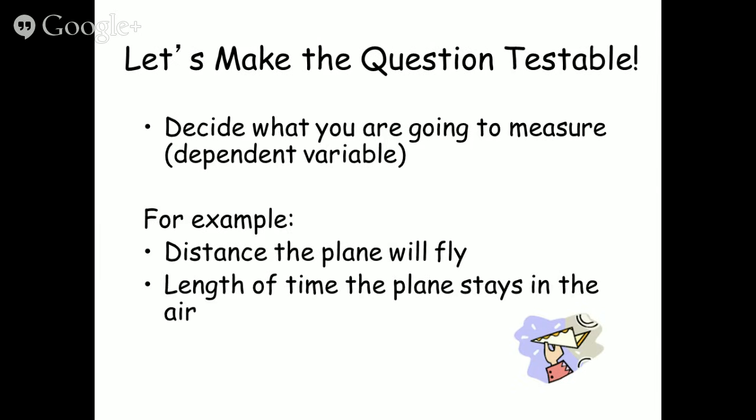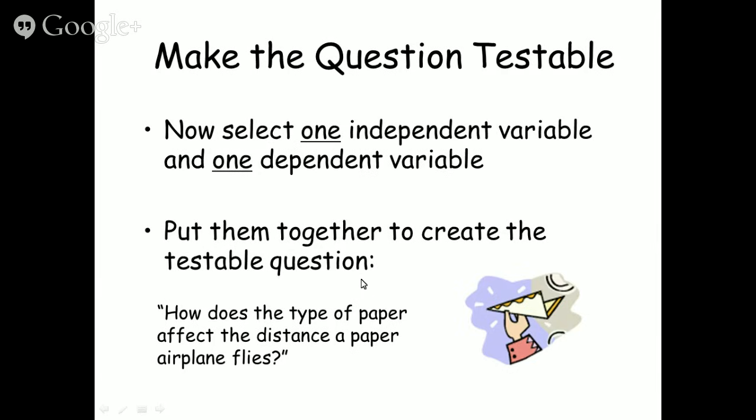Distance the plane will fly, length of time the plane stays in the air. Those are all the things you could measure and mark down on your paper. Now select one independent variable and one dependent variable. Put them together to create a testable question. How does the type of paper affect the distance a paper airplane flies?